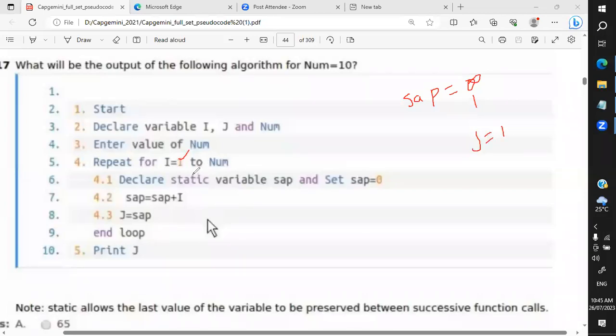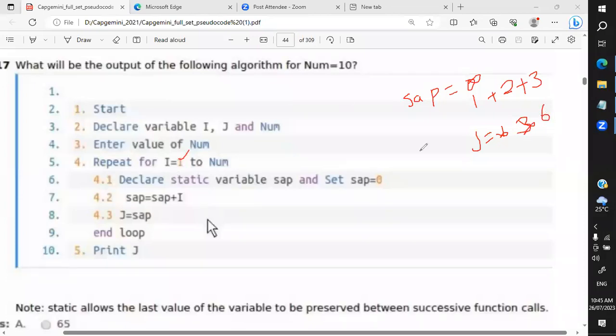That means you will go back. I value will become 2. Now, for the same sap, you are adding 2. That means what? Sap is already 1. For that only you are adding 2. That updated sum 3, you are copying it into j. Again, you will go back. I value will become 3. You will add it, which is nothing but 6. Sap value will become 6. That sap value will be updated into j.